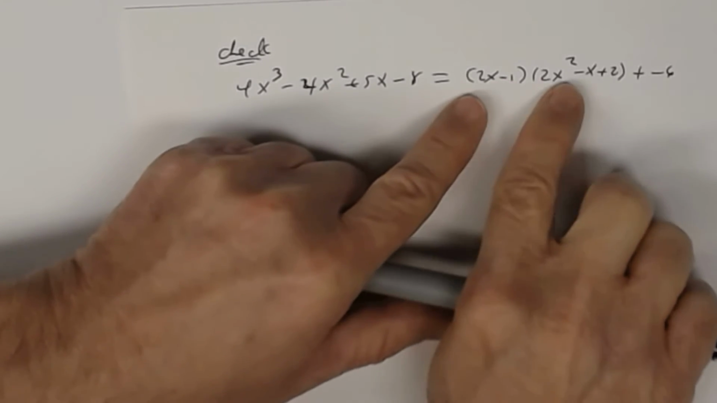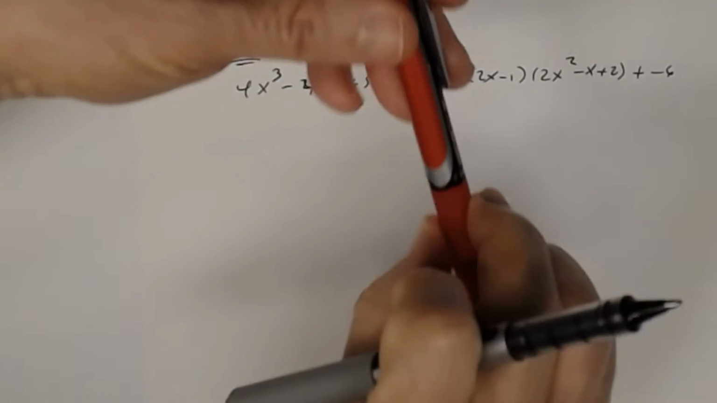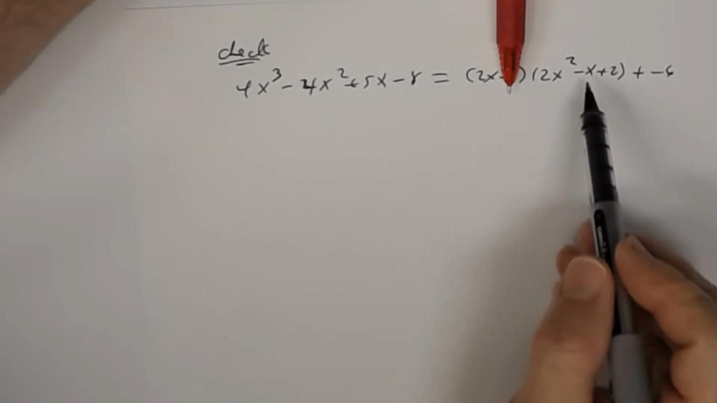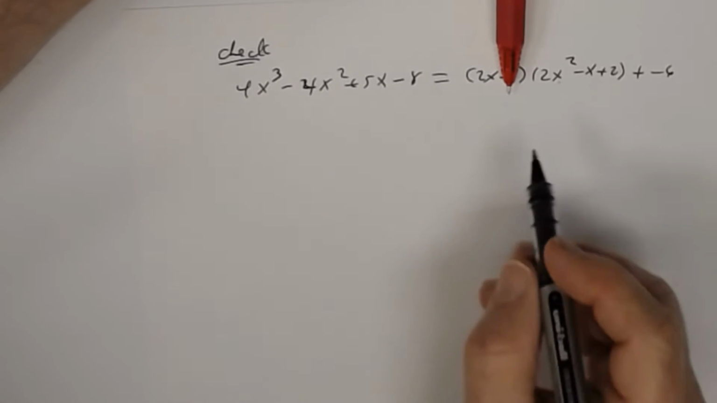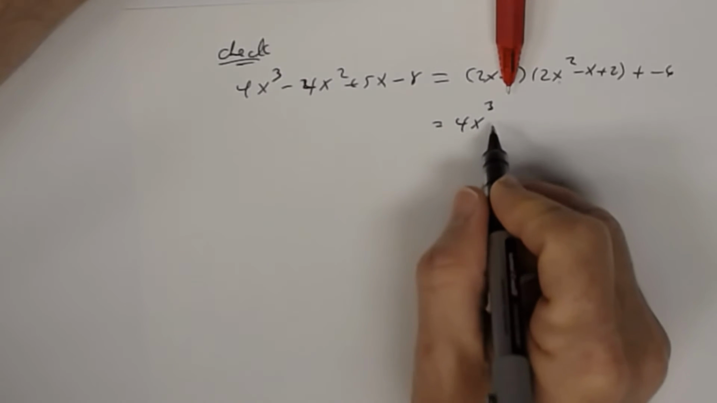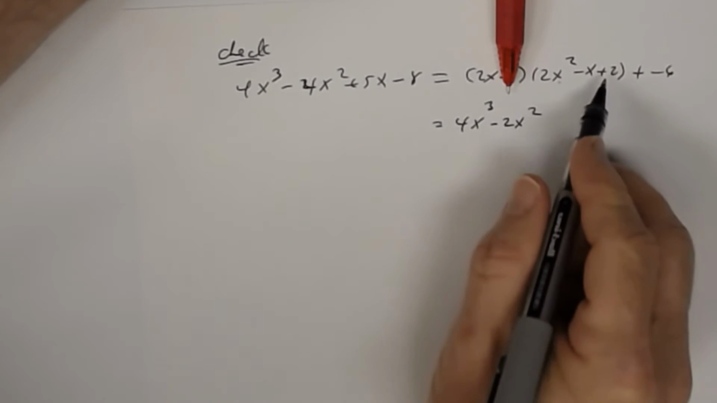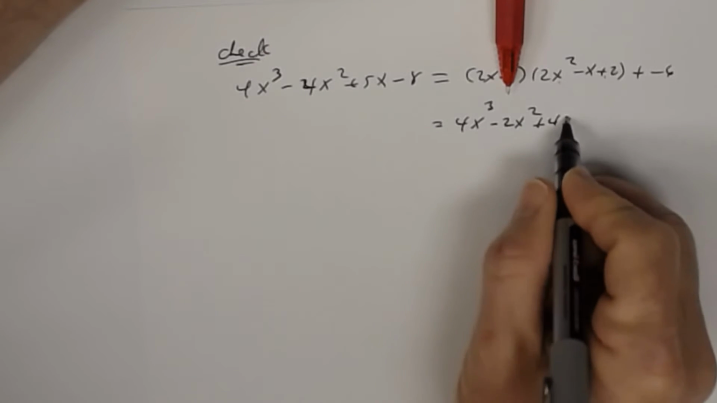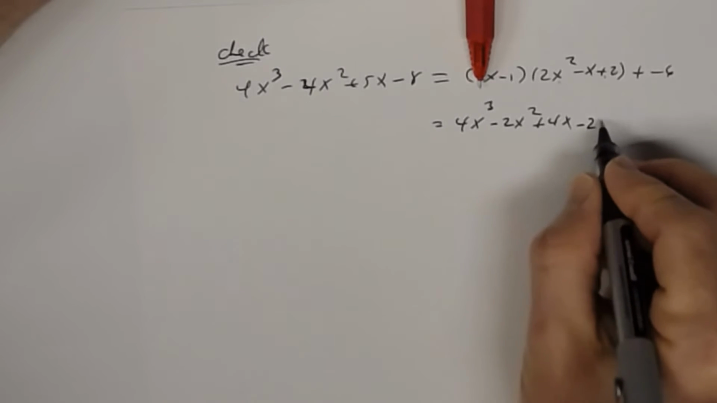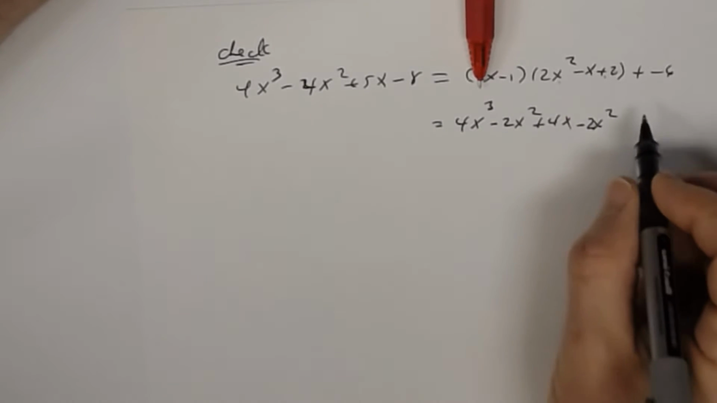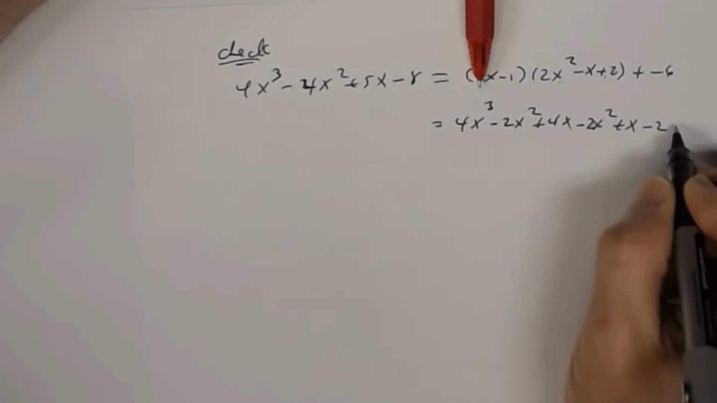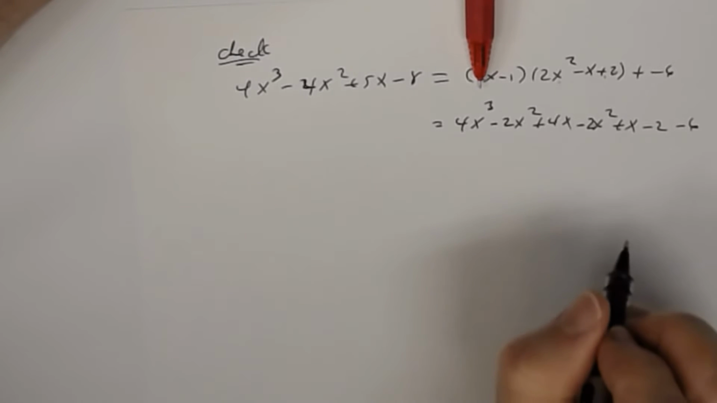Since this is a binomial times a trinomial, I have to use the distributive property. So remember, the first thing we're going to do is take this term here and multiply by this trinomial. So 2x times 2x squared is 4x cubed. 2x times a negative x is a negative 2x squared. 2x times 2 is 4x. Okay, now we're going to go to the negative 1. Negative 1 times 2x squared is negative 2x squared. Negative 1 times a negative x is a positive x. Negative 1 times a positive 2 is a negative 2, and then we're adding a negative 6.